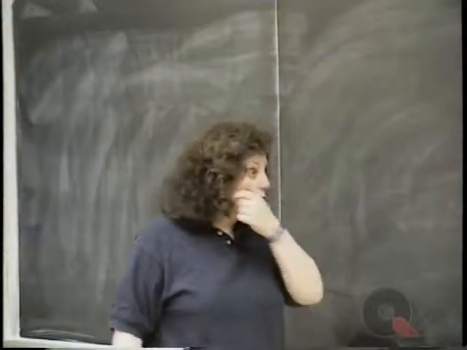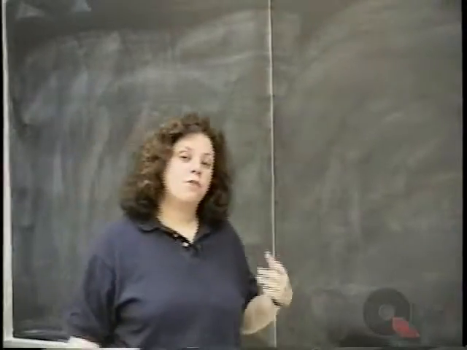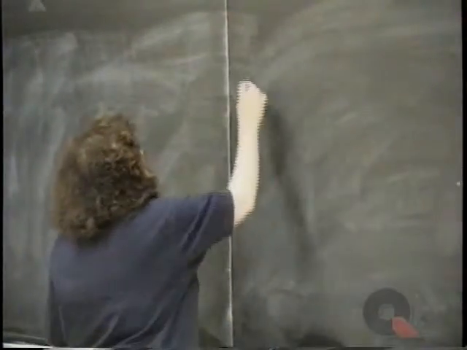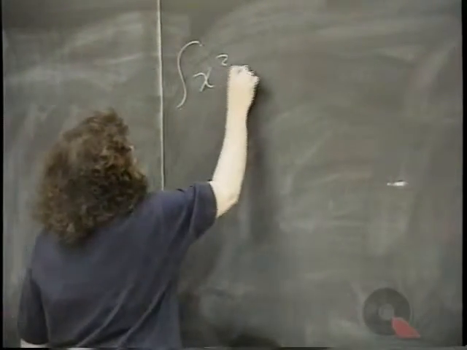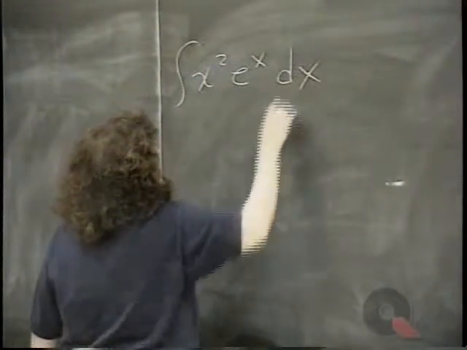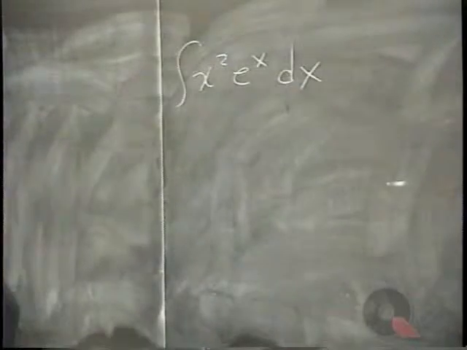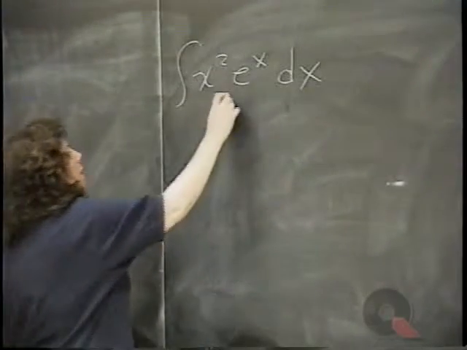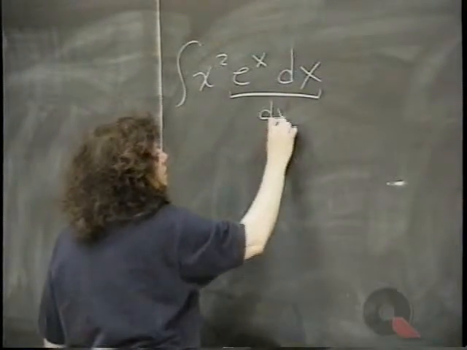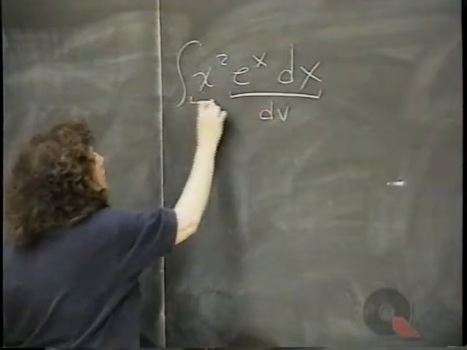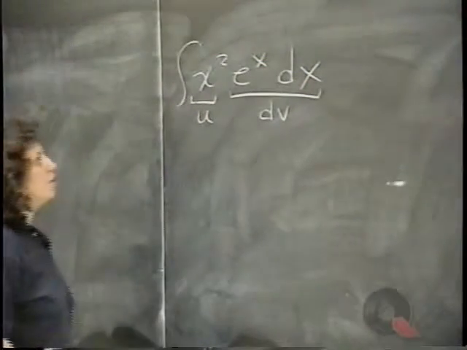Now, sometimes you have to use integration by parts more than once to solve a problem. For example, let's say we're doing x squared e to the x. That has to be integrated. We start off the normal way. We can let dv be e to the x dx, u be the x squared.